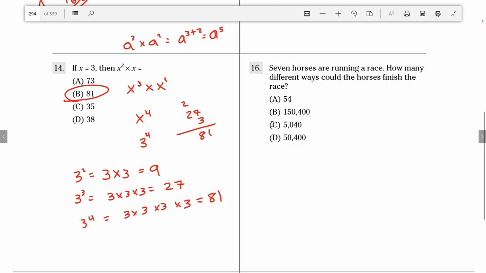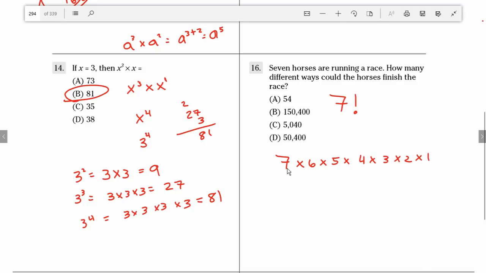Number 16 is a statistics problem. 7 horses are running a race. How many different ways could the horses finish the race? This question requires you to know that this is basically asking you what is 7 factorial. And 7 factorial is this: 7 times 6 times 5 times 4 times 3 times 2 times 1.